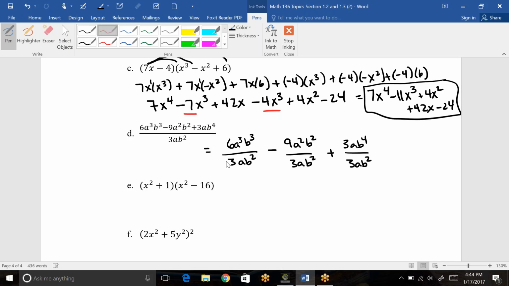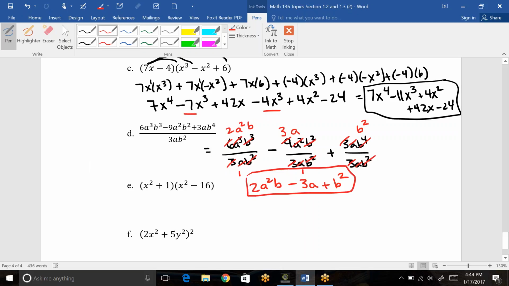Then we reduce. So 3 goes into 6 twice. 1a cancels with one of those, so we have a squared. 1b, or 2b's cancel with two of those, so we just have b. This is all over 1 now, so this would just be 2a squared b. 3 goes into 9 three times. One of the a's would cancel completely, and both b's cancel out, so this would just be minus 3a. 3's cancel out completely, a's cancel out completely, and we are left with just 2b squared on the top. So that would be the answer to that one.